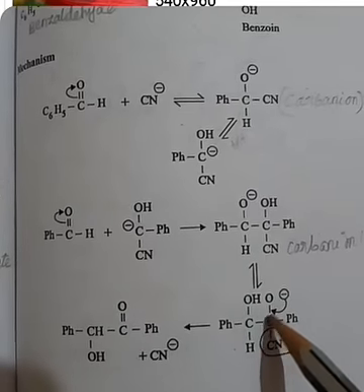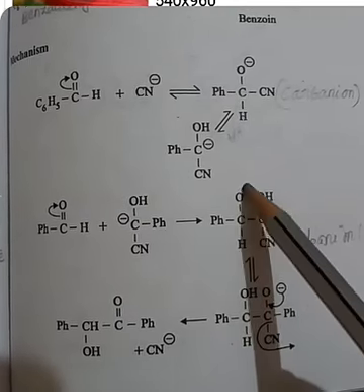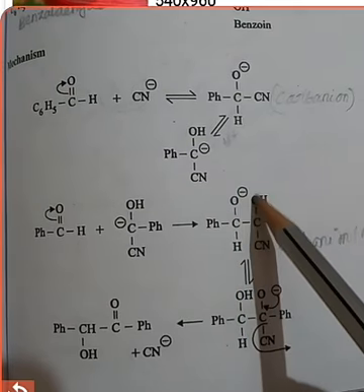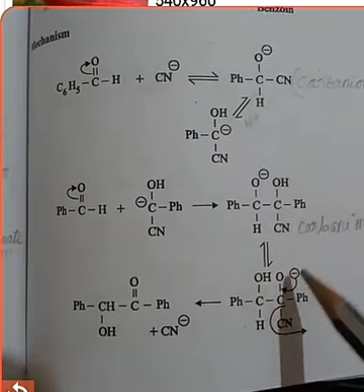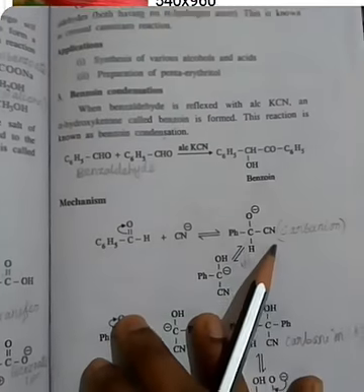In the forward and backward reaction, here in the backward reaction, the H will be removed from this compound, and only H plus is added in this reaction, and it becomes O minus. So these are the steps, and this is called the benzoin condensation reaction.